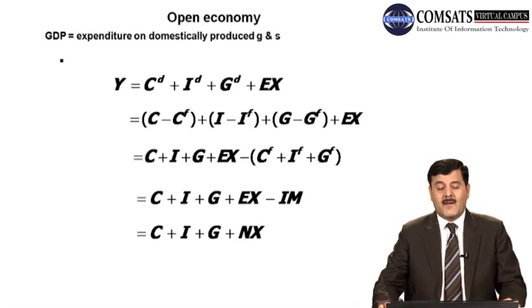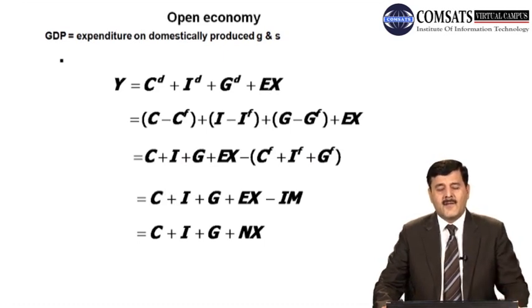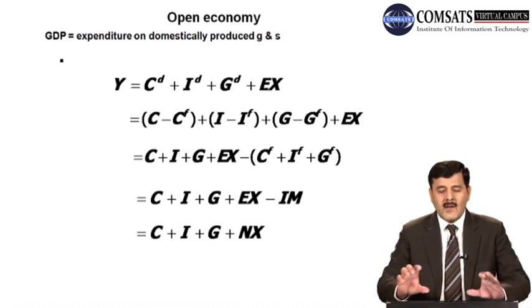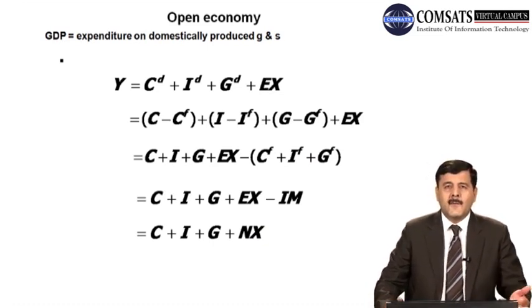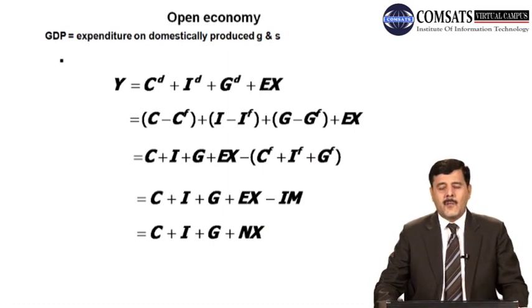So this is basically what you saw: we started from the GDP definition, the gross domestic product definition, and we said that the output Y is equal to CD plus ID plus GD plus EX. So D means all domestically produced goods: the consumption on them, the investment on them, similarly the government spending that is domestic, and similarly the net exports that come, and the difference of them, that is included in GDP, right?